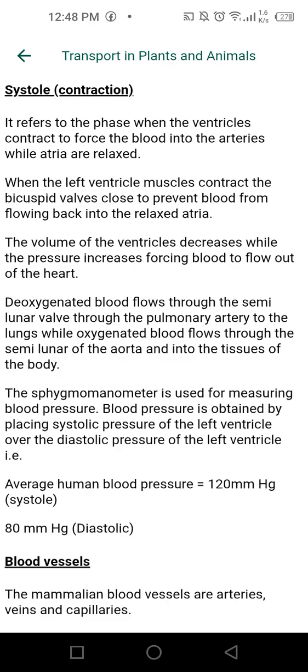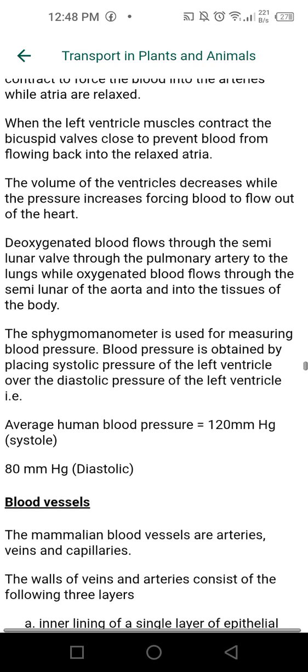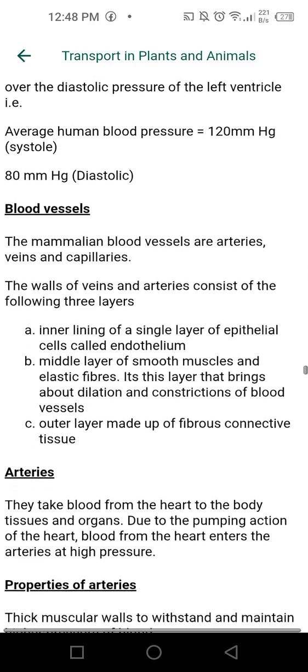Blood pressure is obtained by placing systolic pressure of the left ventricle over the diastolic pressure of the left ventricle, i.e. average human blood pressure equals 120 mm Hg systolic over 80 mm Hg diastolic. Blood vessels.